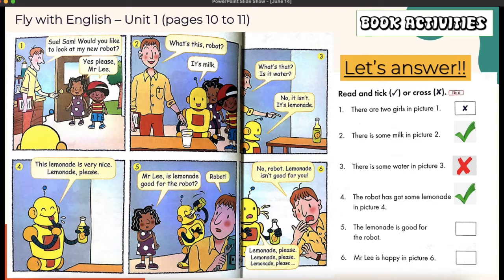Number 5. The lemonade is good for the robot. Number 5, it is wrong because it says here, Mr. Lee, is lemonade good for the robot? And at the last picture, it shows that it isn't. Number 6, Mr. Lee is happy in picture 6. And that is wrong again because there's something wrong with the robot.